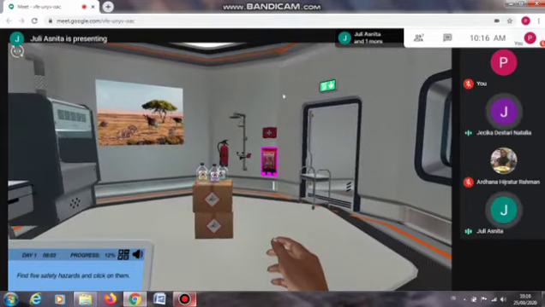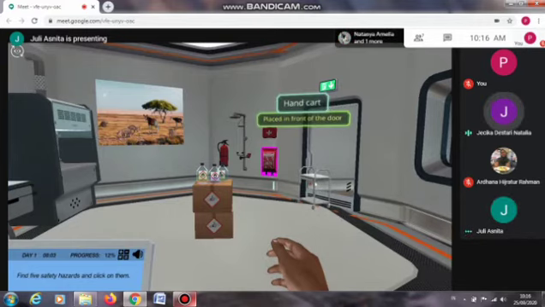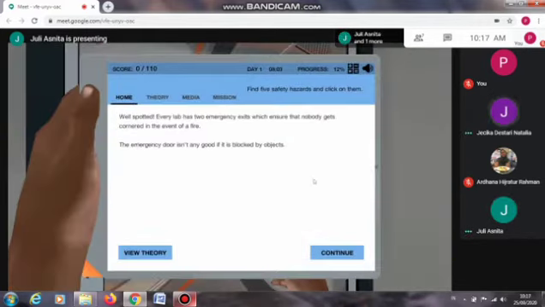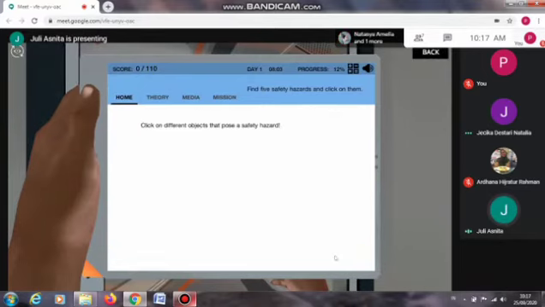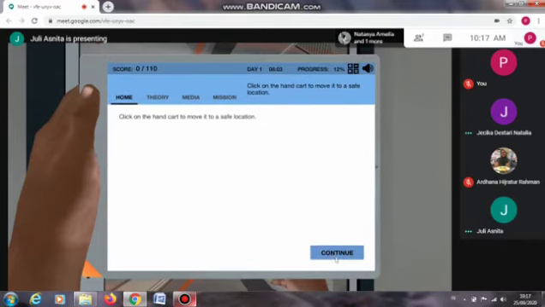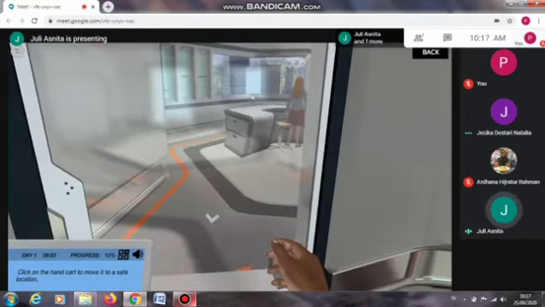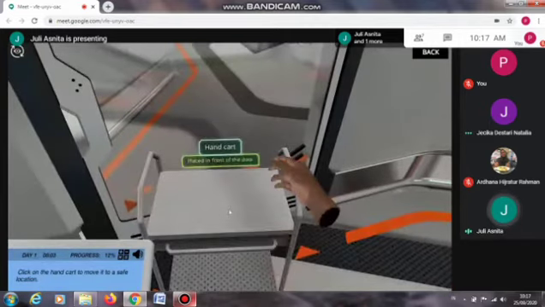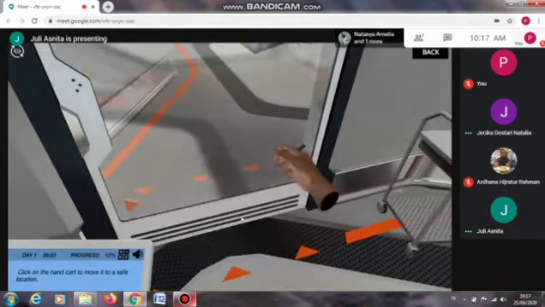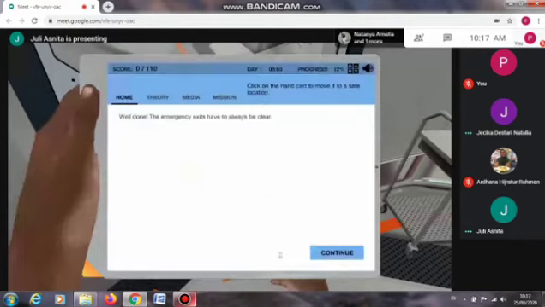Di mana ya? Itu di depan pintu keluar darurat, iya ya. Ada objek yang menghalangi. Well spotted. Every lab has 2 emergency exits which ensure that nobody gets caught. Continue. Click on the handcart to move it to a safe location. Oke. Kita geser dia ke samping sebelah kanan. Well done. The emergency exits have to always be clear.